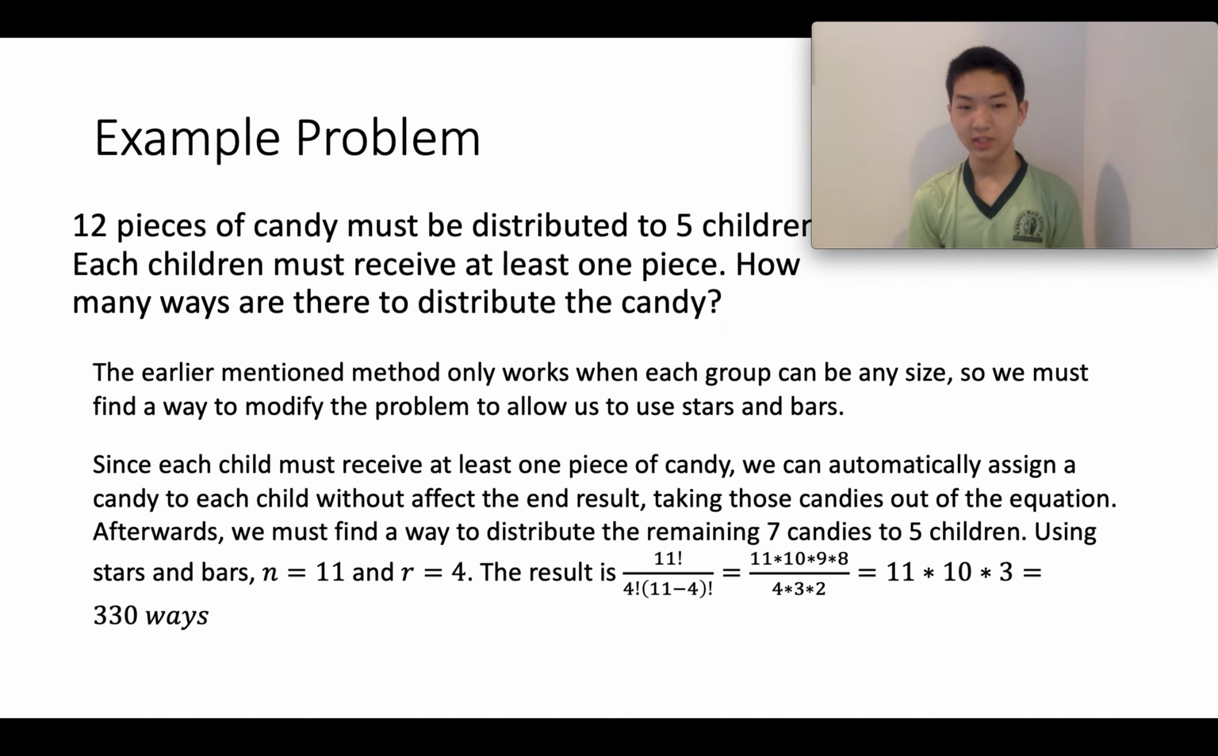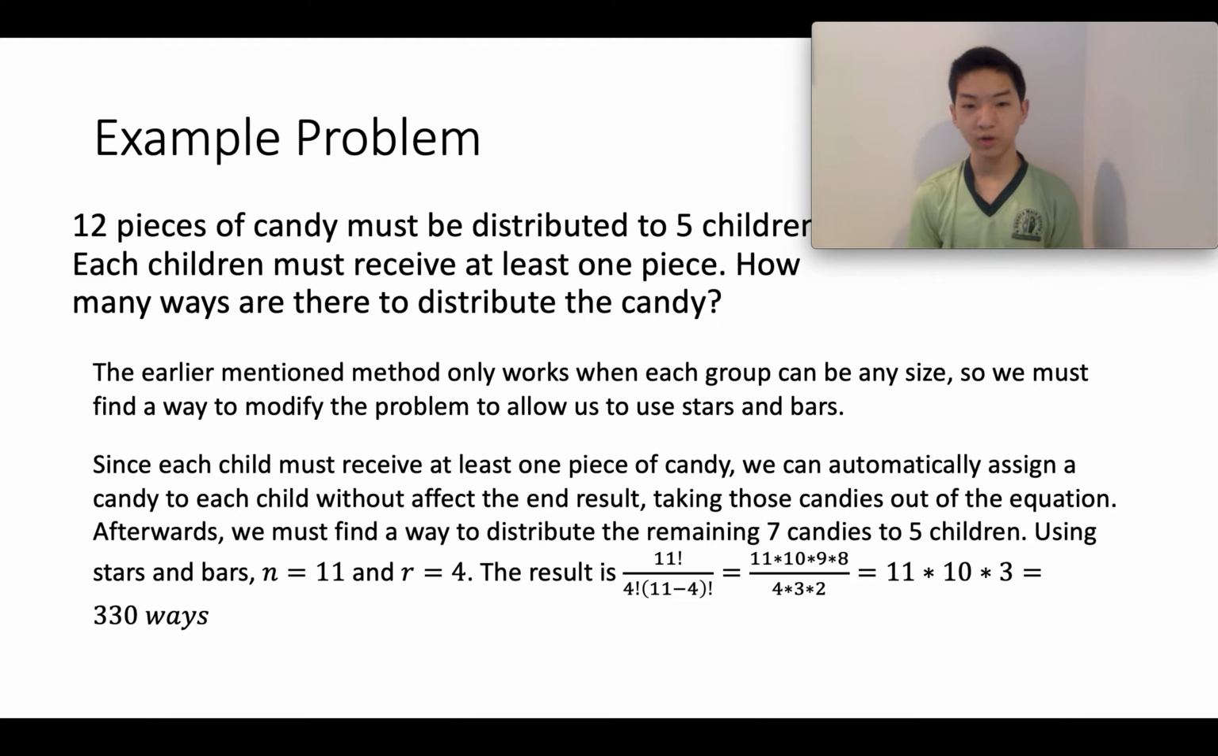So since each child must receive at least 1 piece of candy, we can automatically assign a candy to each child without affecting the end result, taking these candies out of the equation. So afterward, we must find a way to distribute the remaining 7 candies to 5 children, because we already gave 5 pieces of candy to the children, so 12 minus 5 is 7.